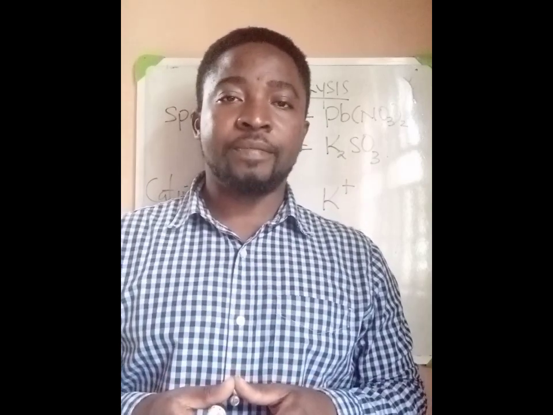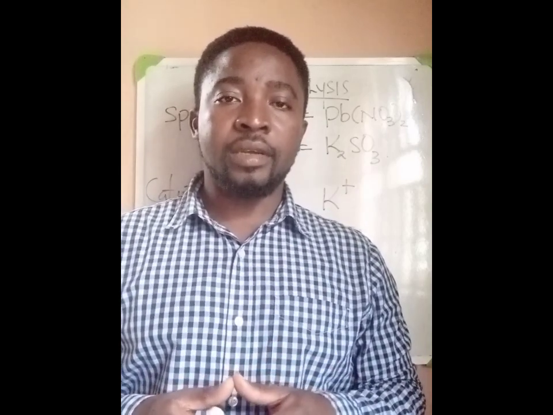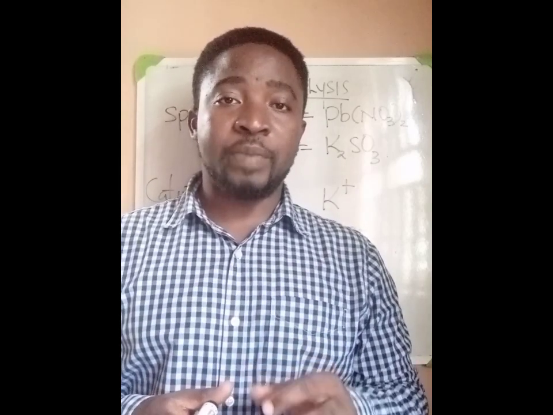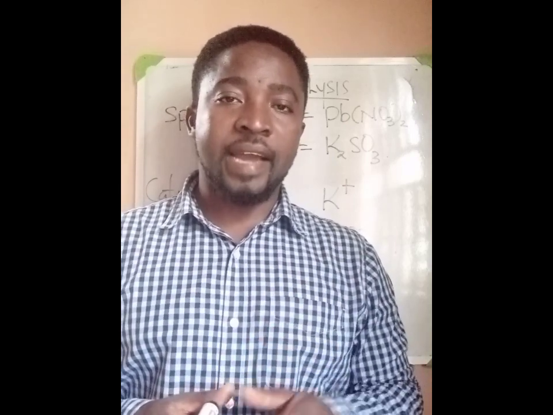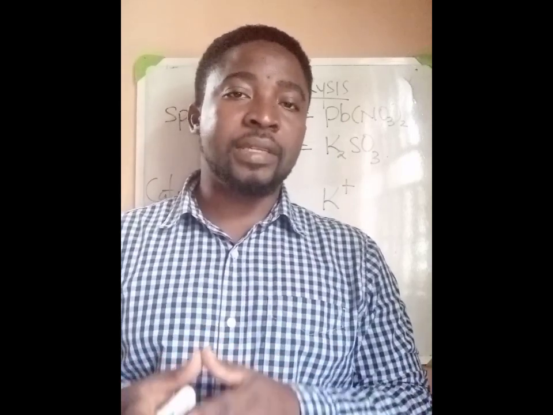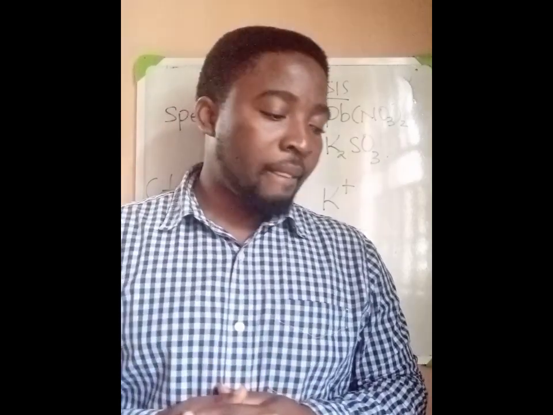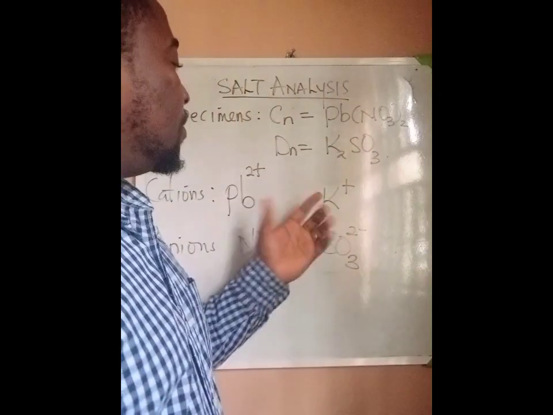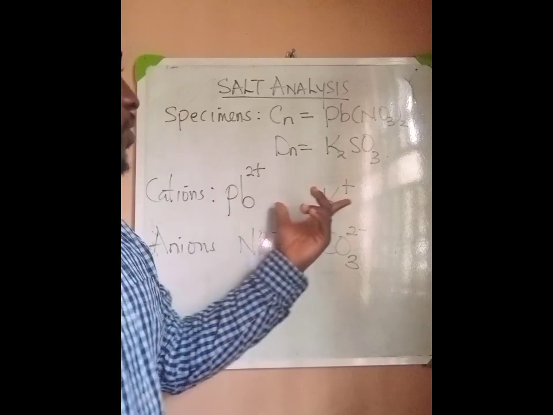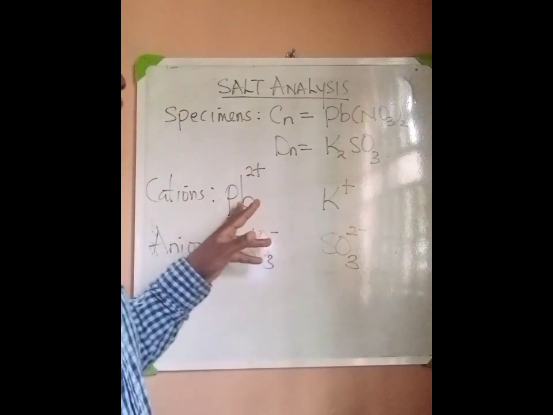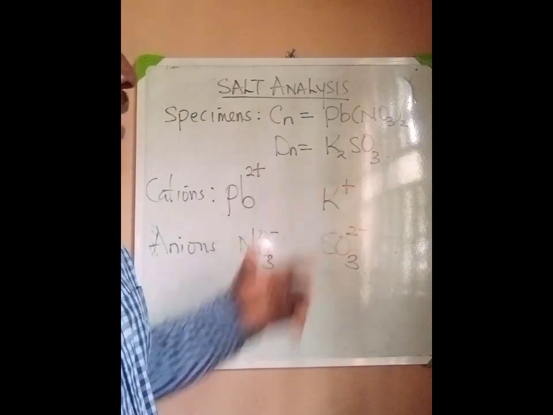So in a short while, you will see the likely observations that are expected so that you'll be properly guided, and then the accurate inferences you're going to make regarding those observations. Now, let's look at the cations. The cations we're testing for are lead ion and potassium ion.